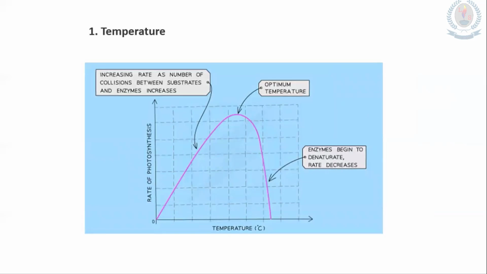Then after this optimum temperature, what happens? The rate quickly drops. Why? Because enzymes are involved in these metabolic processes, and enzymes are denatured at very high temperatures. That is why the rate quickly drops.